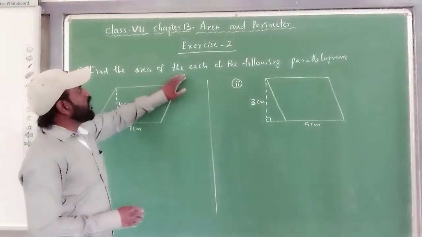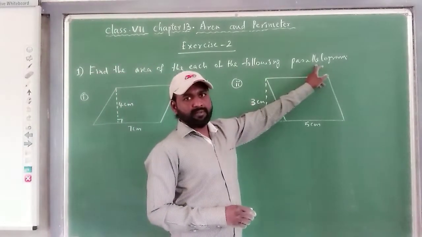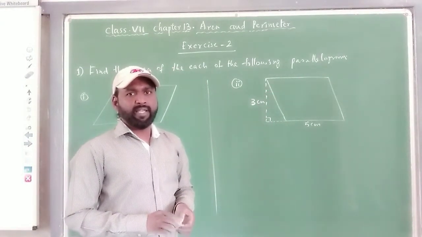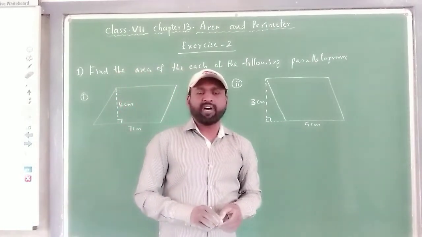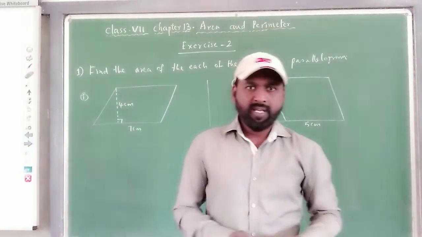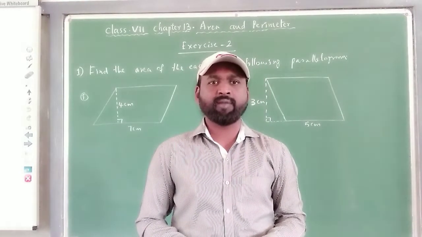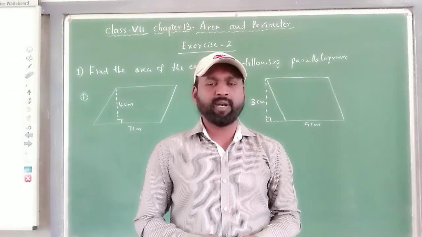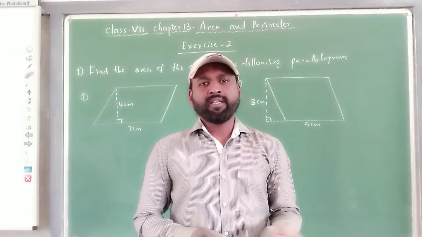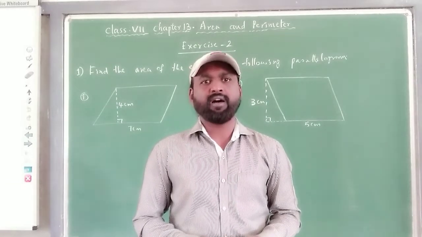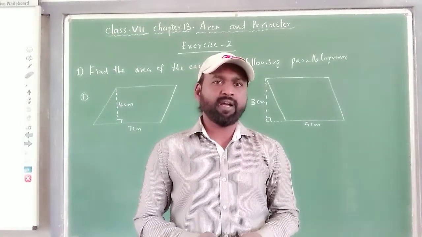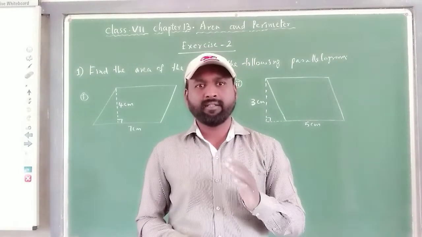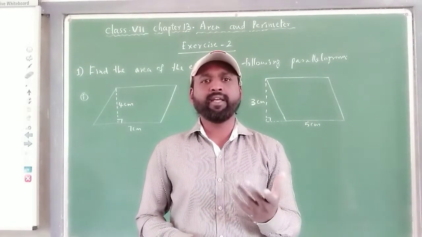Find the area of each of the following parallelograms. So here some parallelograms are given, and for those parallelograms, we need to find the area. What is the exact formula to find the area of a parallelogram? In our previous session, we already learned the formulas of different types of quadrilaterals like square, rectangle, parallelogram, trapezium, rhombus, and any type of quadrilateral. The formula to find the area of the parallelogram is base into height.